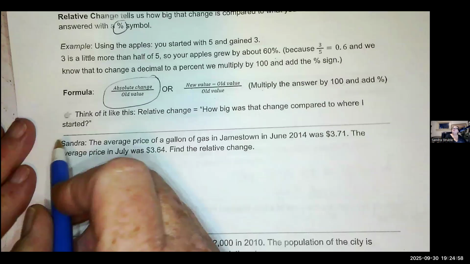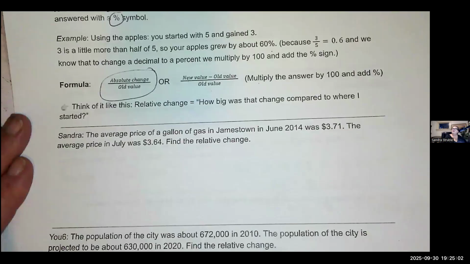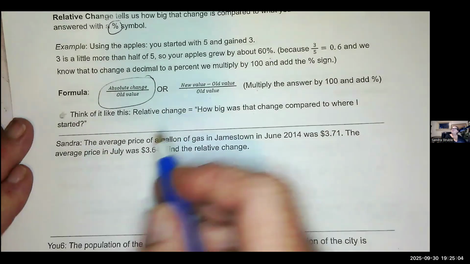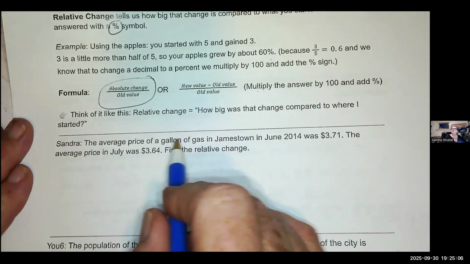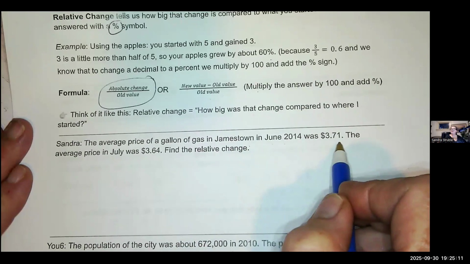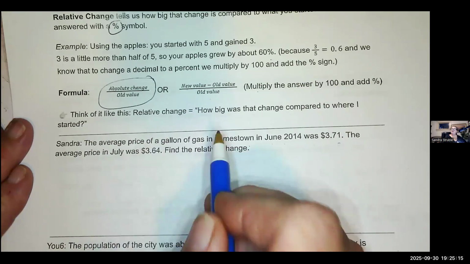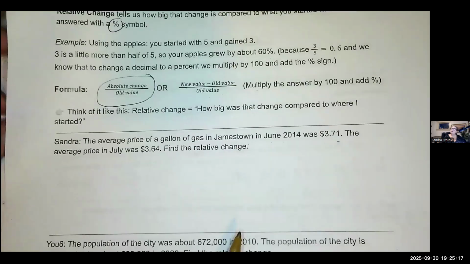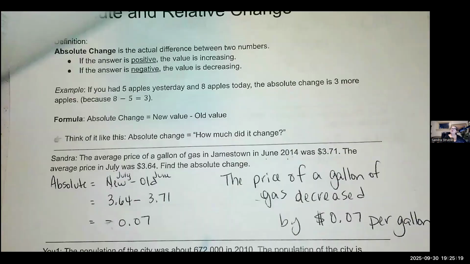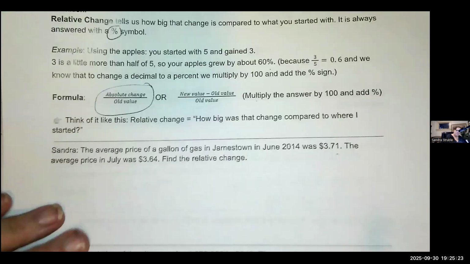Think of it this way. Relative change is how big was the change compared to where I started. The price, okay, back to what we did earlier. The average price of a gallon of gas in Jamestown in June of 2014 was $3.71. The average price in July was $3.64. Now we're going to find the relative change. I'm going to go back real quick to find the absolute change, and that was negative 0.07.